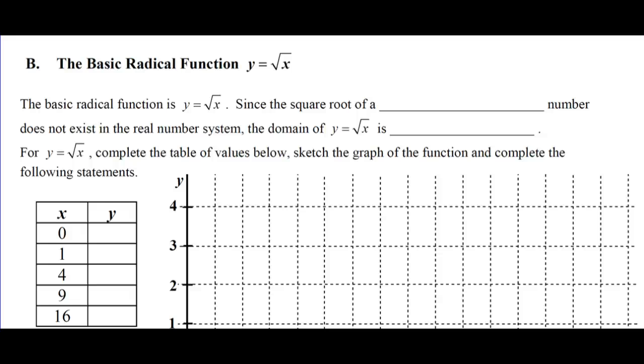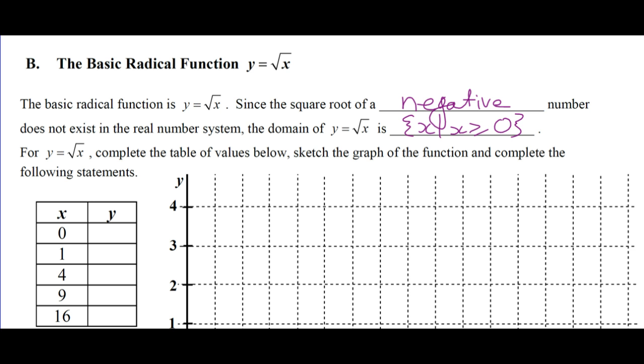So we need to start and introduce ourselves. What is the basic radical function? y equals root x, the positive root of x, right? So since the square root, what can't we take the square root of? A negative number. So since the square root of a negative number does not exist in the real number system, the domain of y equals root x is the set of all x such that, if we go formal, the set of x such that x is greater than or equal to 0.